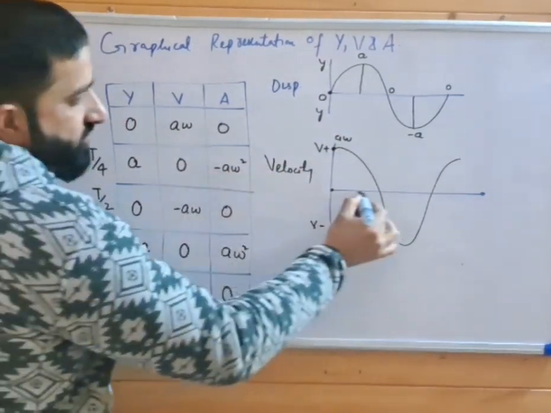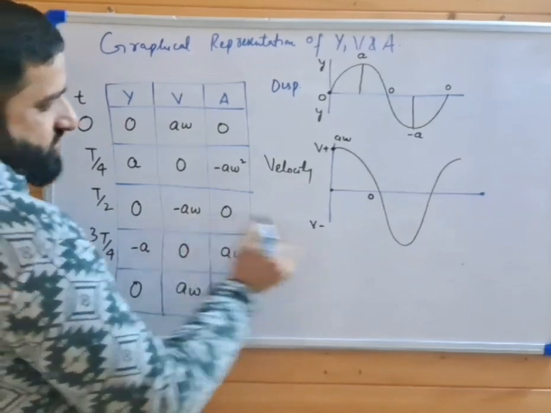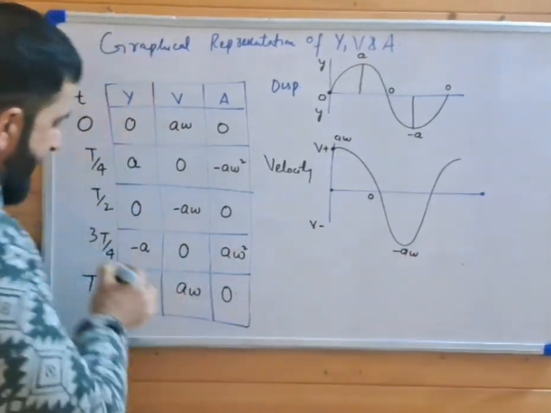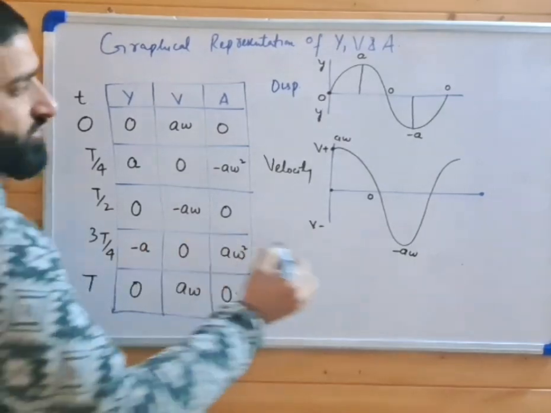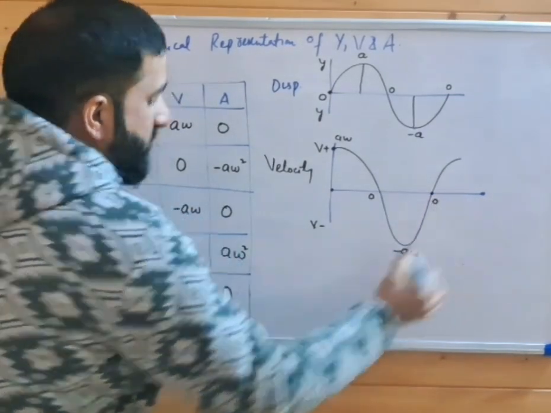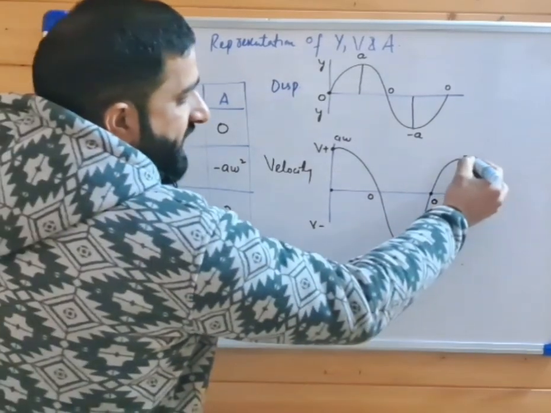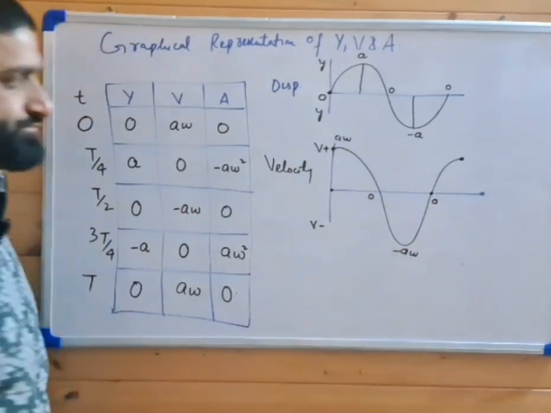At t is equal to T by 4, it is 0. At t is equal to T by 2, it is minus a omega. At t is equal to 3T by 4, its value is again 0. And at t is equal to T, the value is a omega, that is this value.